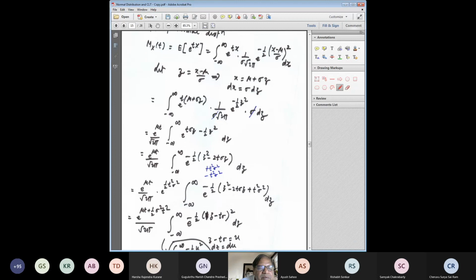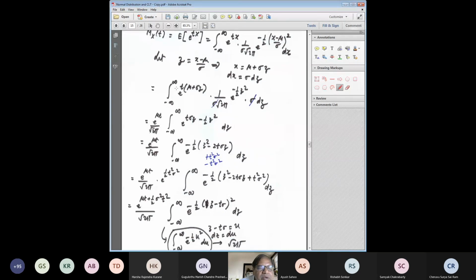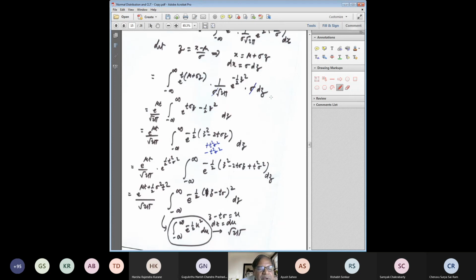When you simplify, x equals mu plus sigma z, and dx becomes sigma dz. The range: when x tends to minus infinity, z will be minus infinity, and when x tends to plus infinity, z will tend to plus infinity. So the new integral becomes the integral from minus infinity to plus infinity of e to the power t times (mu plus sigma z), times 1 by sigma root 2 pi, e to the power minus half z square, and dx equal to sigma dz. This is the way we simplify.